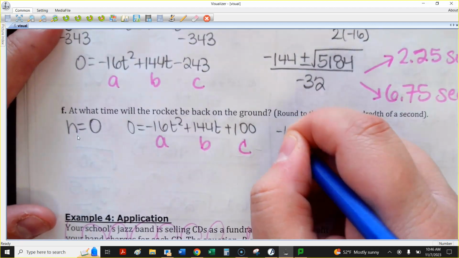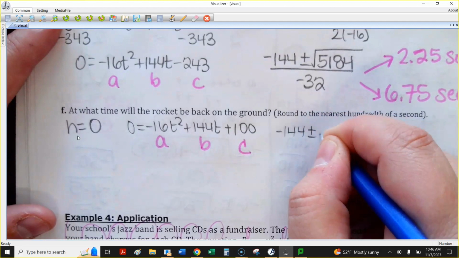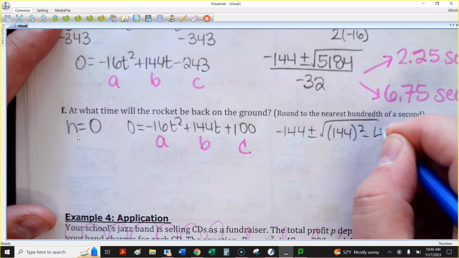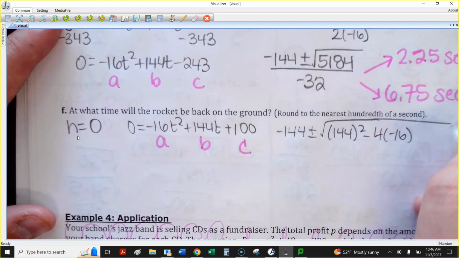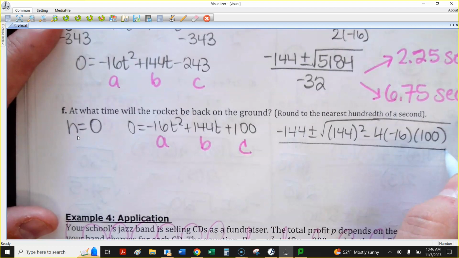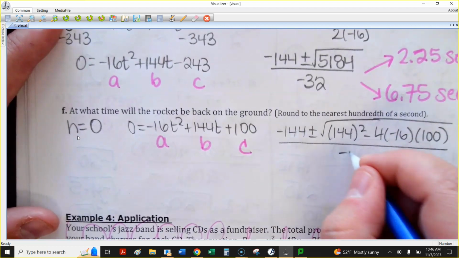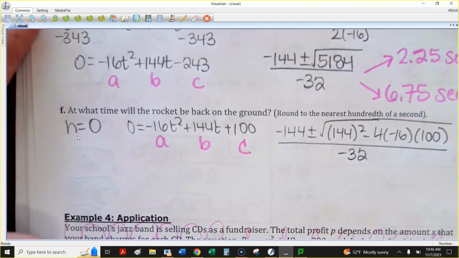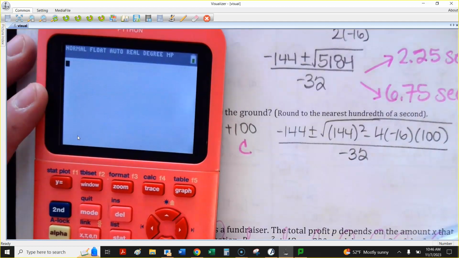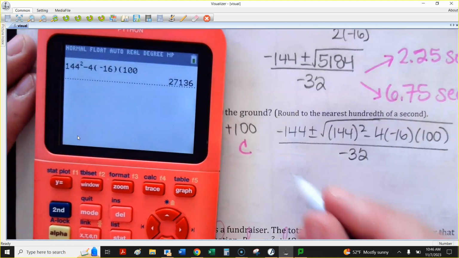So we're going to have negative 144 plus or minus the square root of 144 squared minus 4 times negative 16 times 100. And I don't think whatever's under this is a perfect square like it was on the last question. Let me figure it out here real quick. So we got 144 squared minus 4 times negative 16 times 100. Okay, so a huge number.